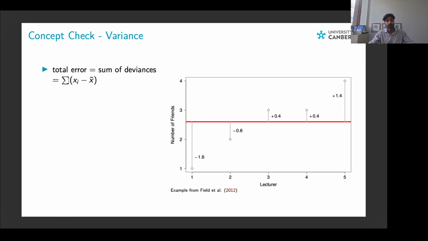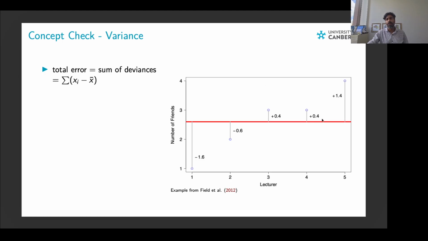For the first lecturer, x1, here it's xi because i represents each of the individual lecturers. The letter on the left is the sigma, and then you have xi, which is each of the individual lecturers and their score, and then you have x bar, which is the mean. To work out the total error, we see what the difference is between, say, lecturer 1 and the mean. Lecturer 1 has one friend, and the mean is 2.6, so the difference is minus 1.6. Then lecturer 2 has two friends, the mean is 2.6, so the difference is minus 0.6.